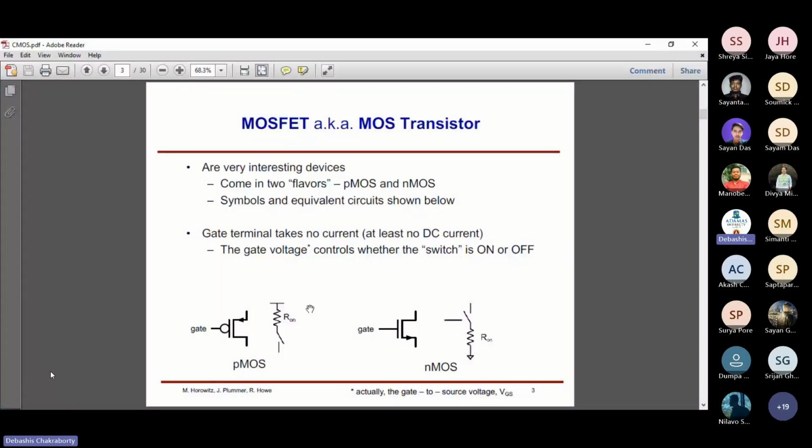The current flows from the drain to the source vertically, up and down. The purpose of the gate terminal is only to control the flow of current from drain to source. This is the symbol for PMOS and this is the symbol for NMOS. The gate acts as a switch: we apply a voltage to the gate terminal, which controls the flow of current from the drain to the source, just like on and off. Now quickly go on; you have noted slide 3, so skip slide 4.